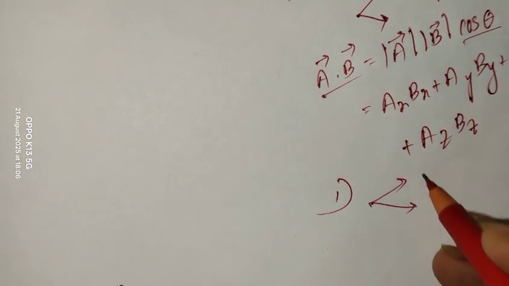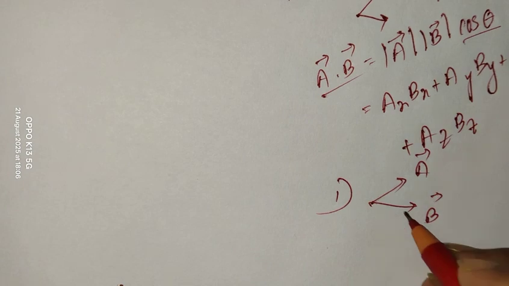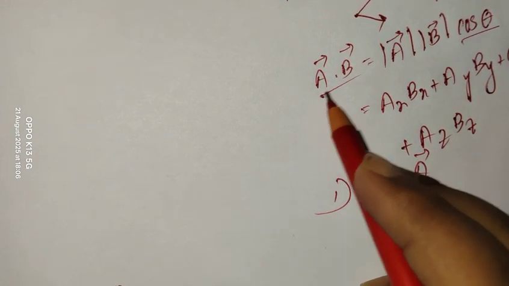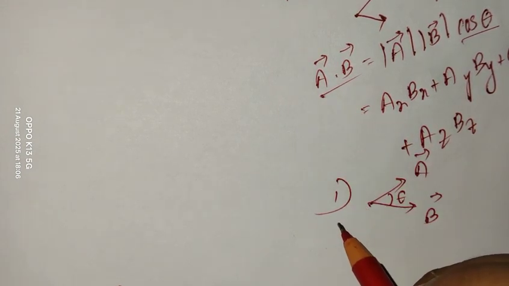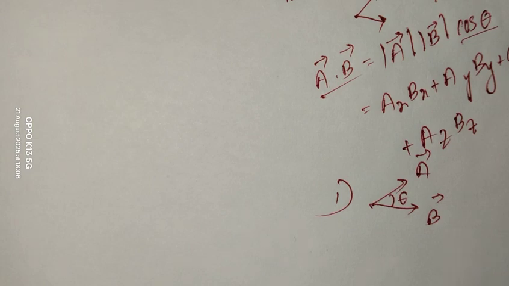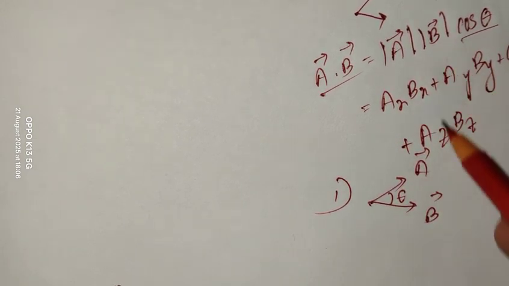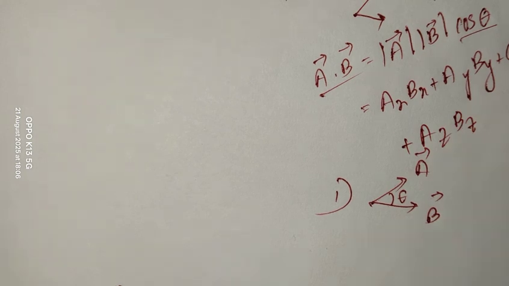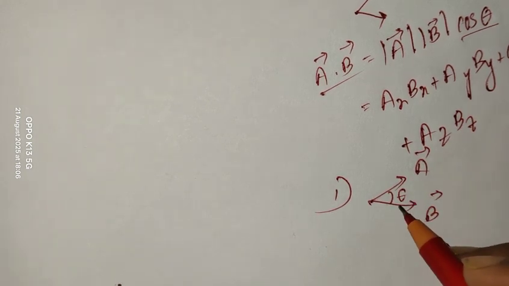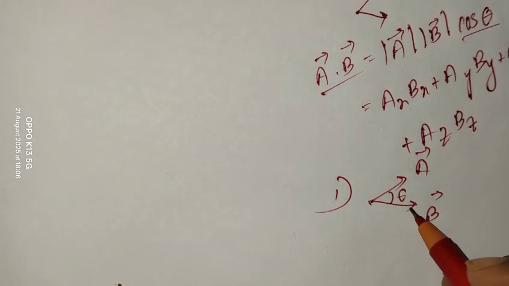Let's say this is A vector, this is B vector. We can find the theta using the dot product, because if we use the cross product, in that case we have to deal with a unit vector. So it's very complicated. So we need to find the theta, and we have the dot product to find it.